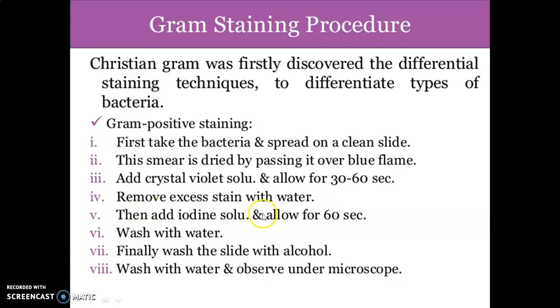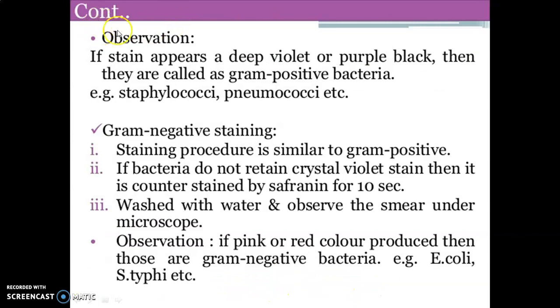Then add the iodine solution and allow it for 60 seconds. Wash with water. Finally, wash the slide with alcohol. Wash with water and observe under the microscope. Then the observation: if the stain appears deep violet or purple black, then they are called gram positive bacteria, such as staphylococci, pneumococci, etc. Gram negative staining.